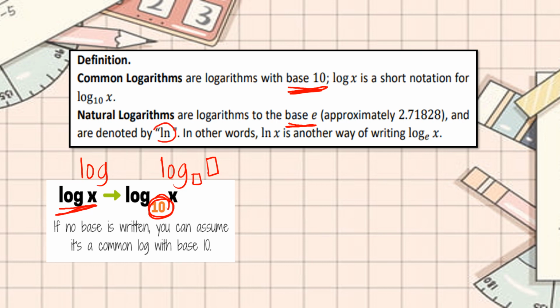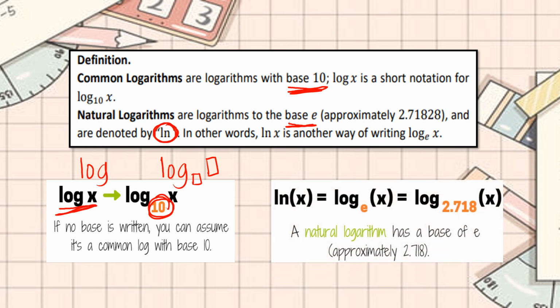So, makikita nyo rin to sa calcul ninyo, yung ln. So, kapag meron kayo nakitang ganon, ibig sabihin, yung base niya is e or approximately 2.71828. In other words, ln x is the other way of writing logarithm of x with the base of e. Okay, kapag may nakita kang ln x katulad nito, ang base niya ay e or 2.71828.